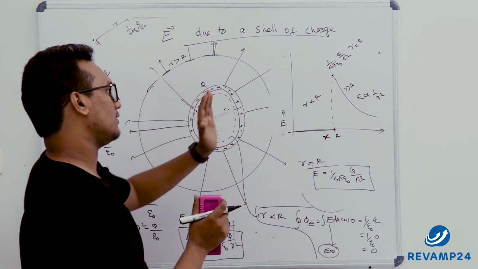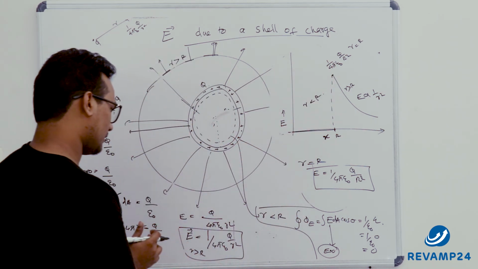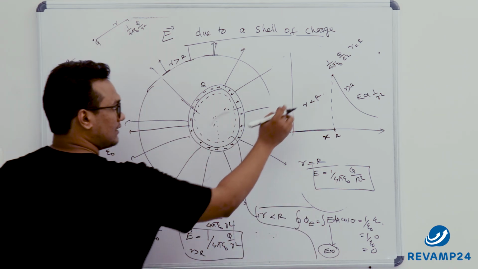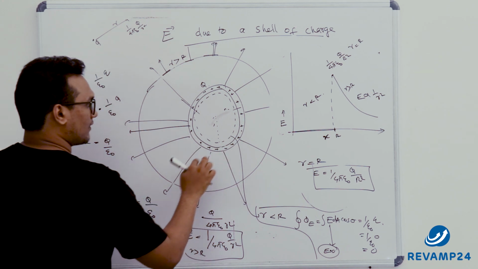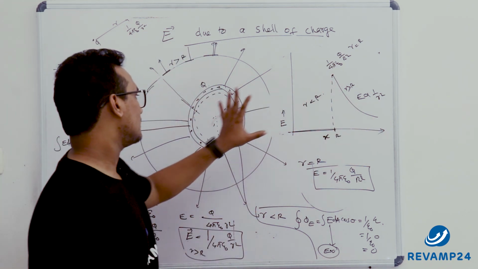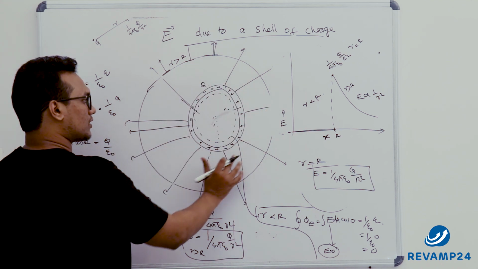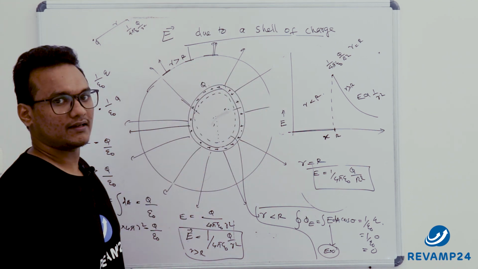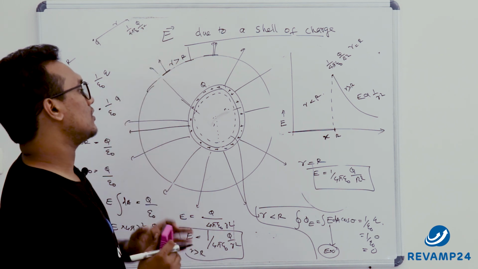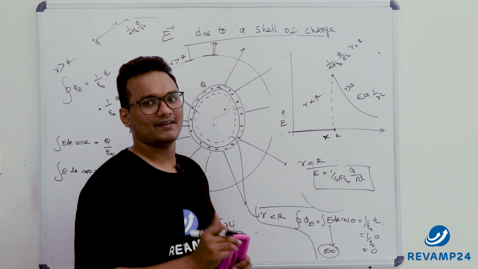This is very important. This graph has been asked multiple times. So E is equal to 0 till here, and here it is the maximum value. So at the surface and beyond the surface, it will simply behave as a total charge of Q placed at the center. So we are just simply substituting the values in a known equation. Very, very important. Okay, thank you.